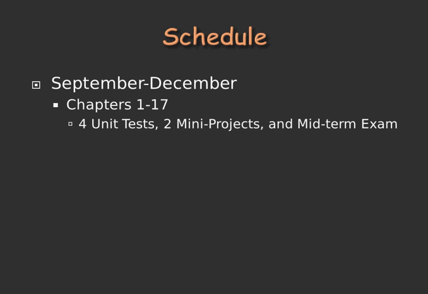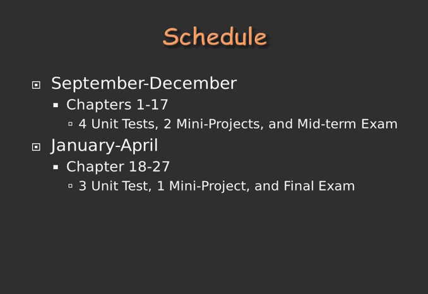So a little bit about the schedule. We cover 17 chapters in the first semester. There's 4 unit tests, 2 mini projects that you do usually in teams, and then a midterm exam. That's the primary grading. There's also quizzes and homework things that we do.